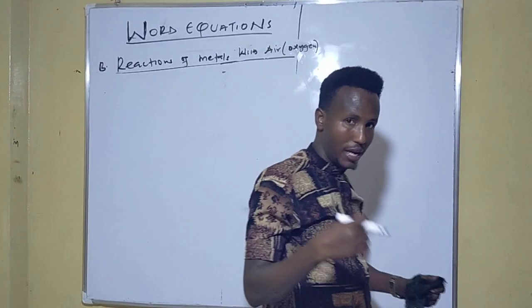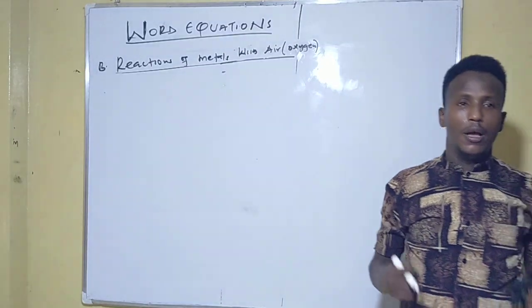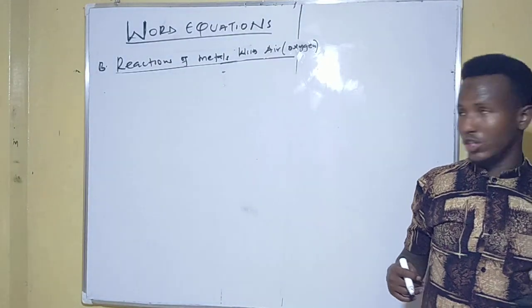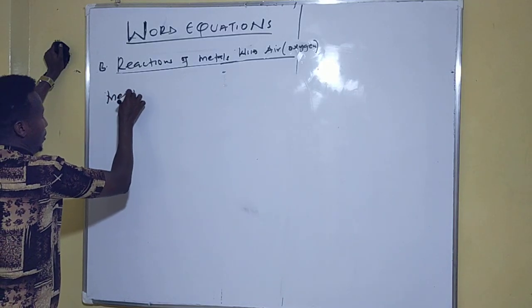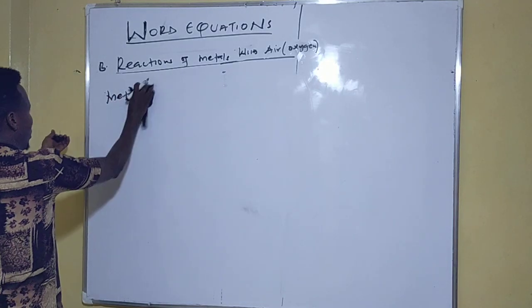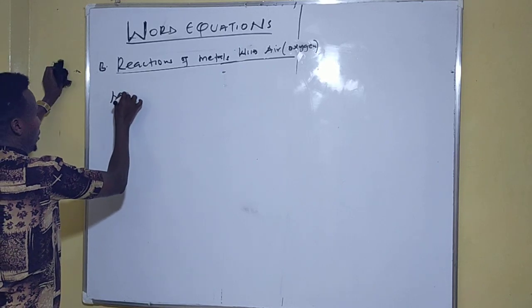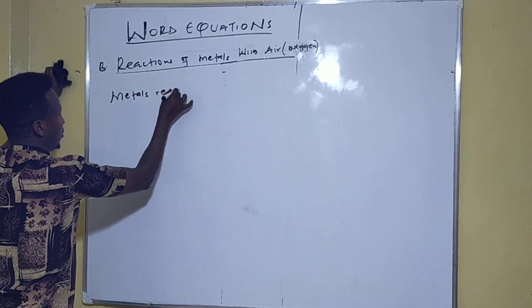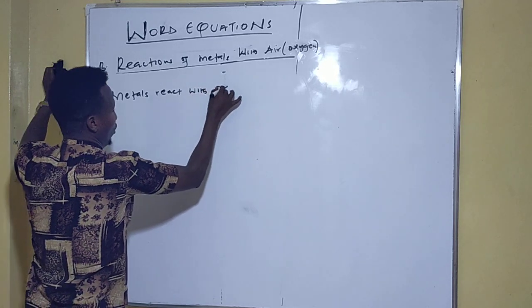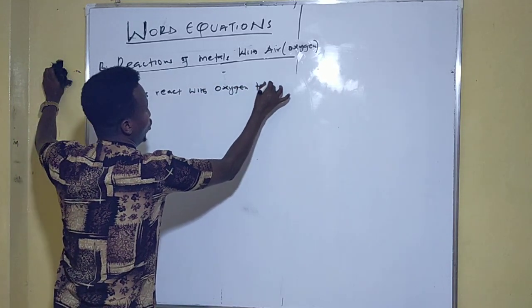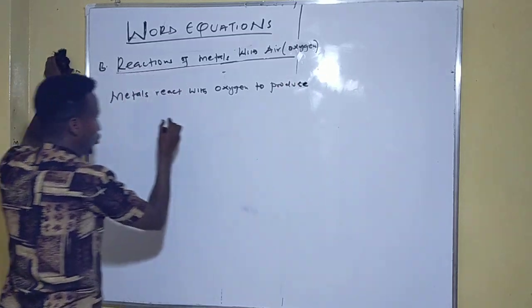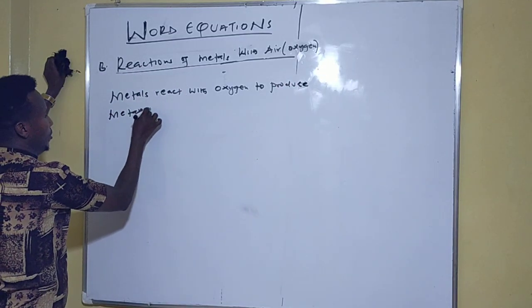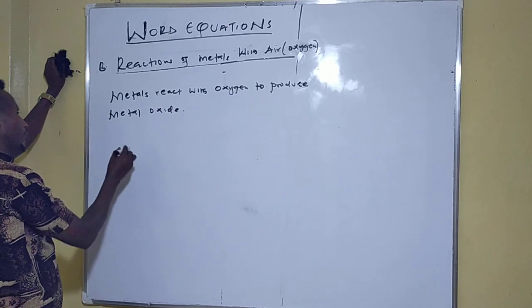Remember, when metals burn in air, when metals burn in oxygen, the end product is metal oxide. So metals react with oxygen to produce metal oxide. Let me write that.